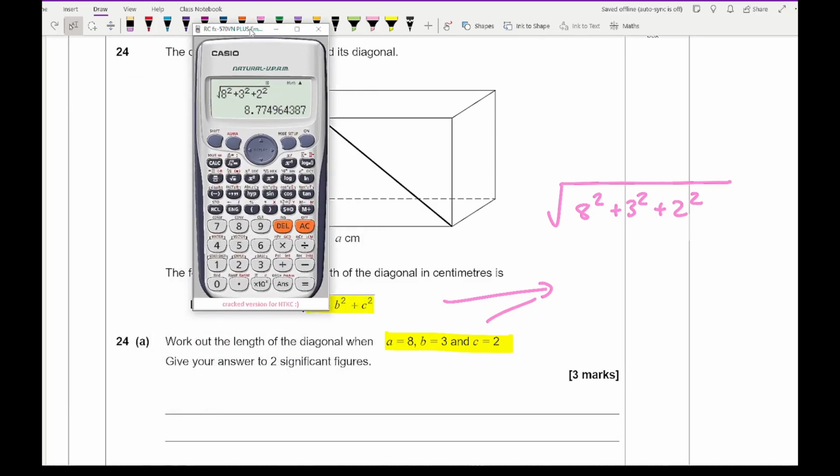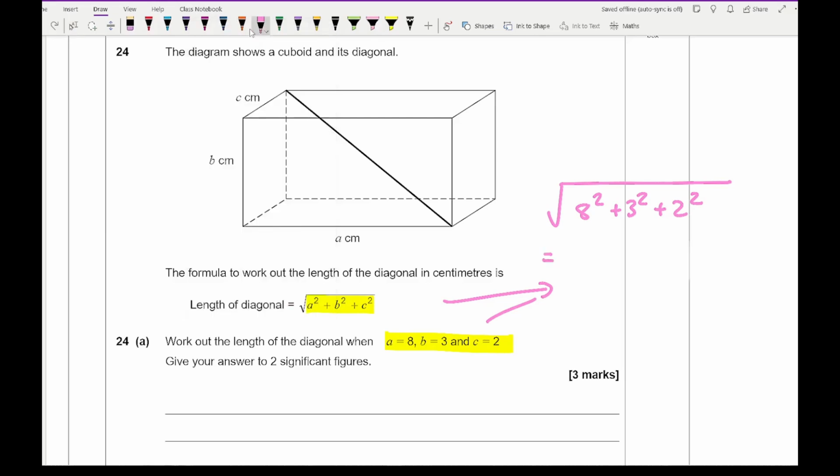Now one thing I would always recommend that you do is to write down the number on your calculator before doing your rounding. So here we end up with 8.774964387, because if my rounding is wrong, at least I'm going to get a mark for this answer here. So we then need to round to 2 sig fig, and that's going to be 8.8, and that is in centimetres.